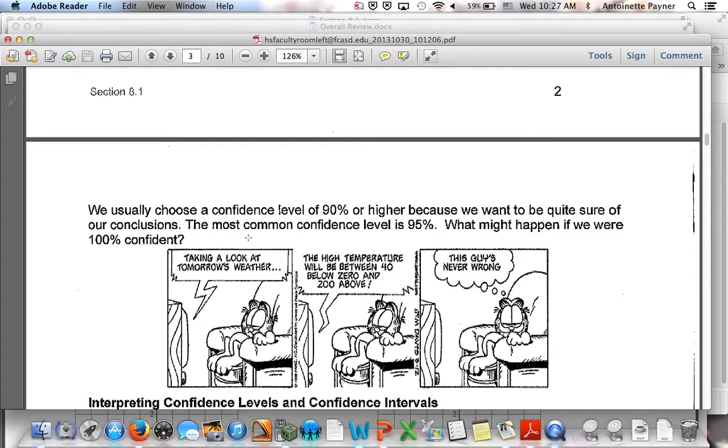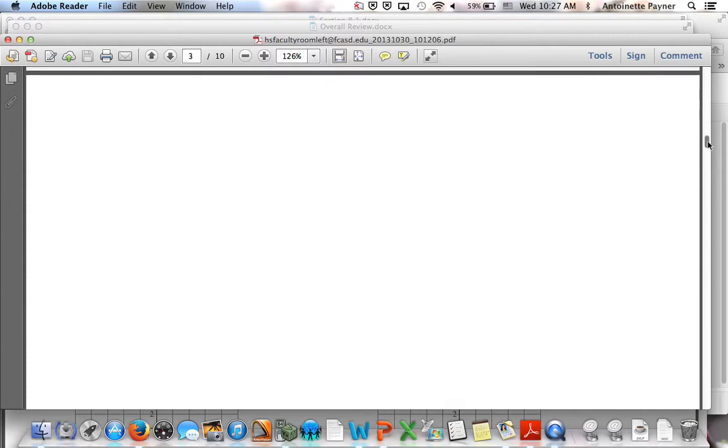But what might happen if we were 100% confident? If you look at this cartoon, the weatherman is going to talk about tomorrow's weather, and he says the high temperature is going to be between negative 40 and 200 above. Garfield says this guy's never wrong. If you're 100% confident, you have to have a very wide interval because you want to make sure that you're correct. But that wide interval doesn't really add much value, because I have no idea where the temperature is going to be in that wide interval.